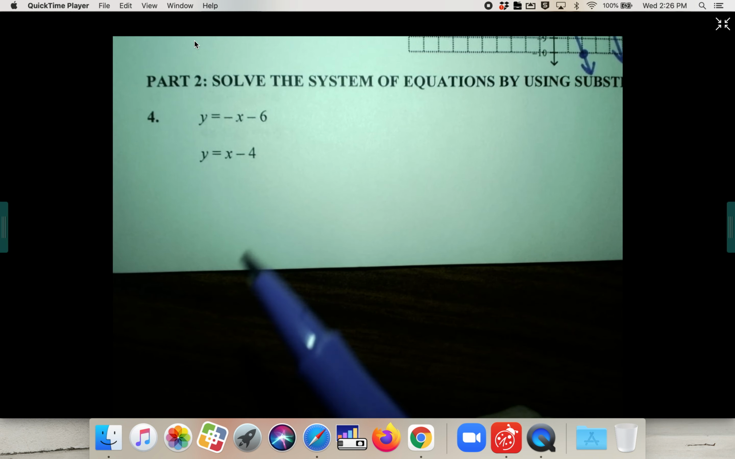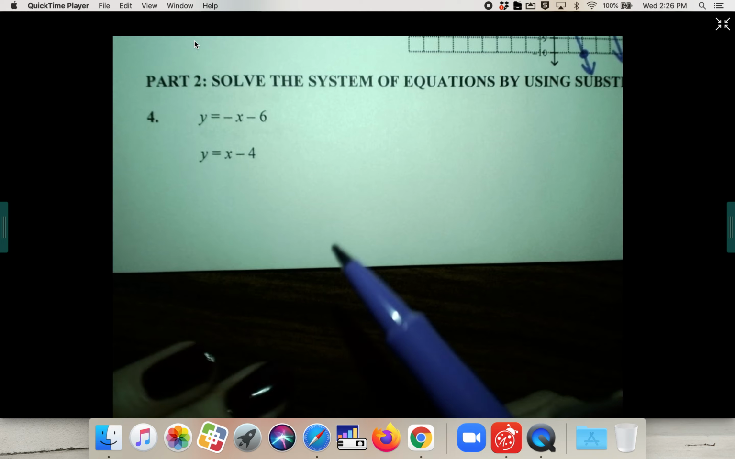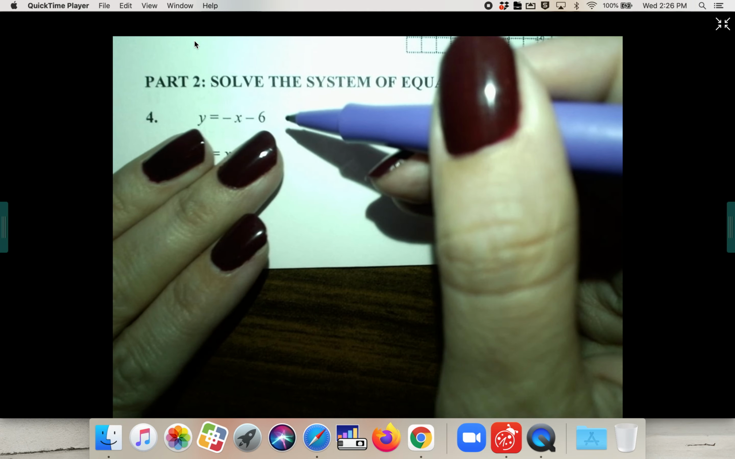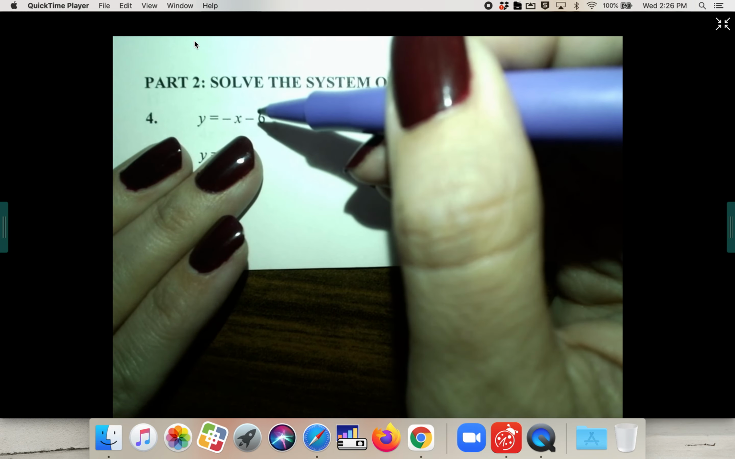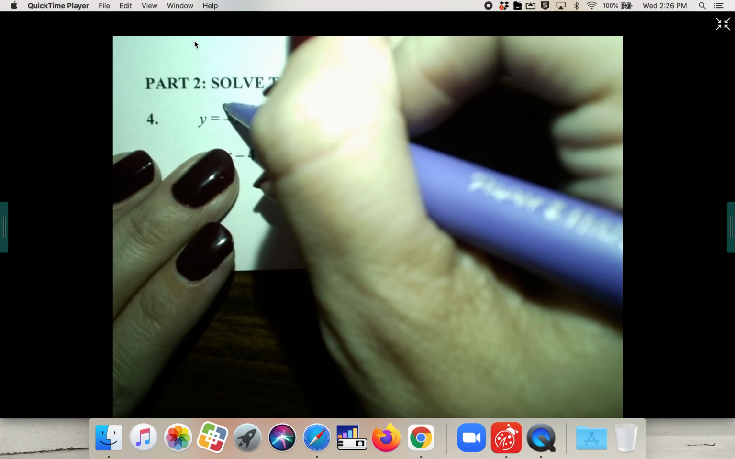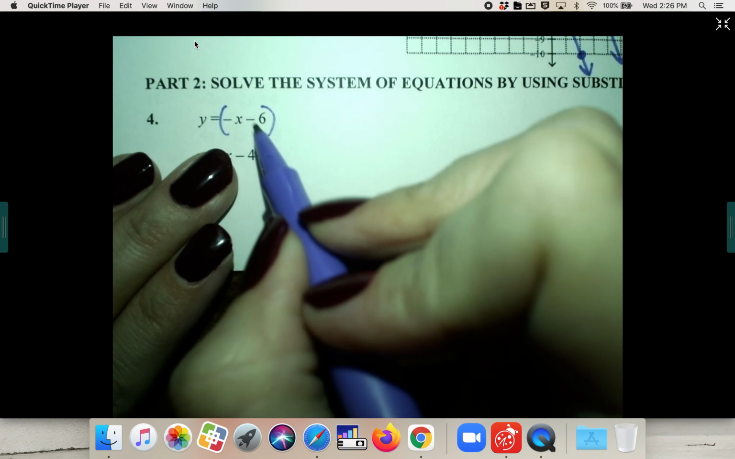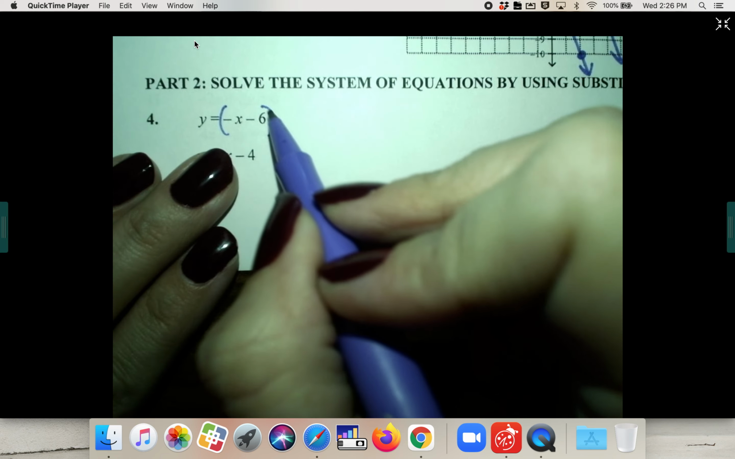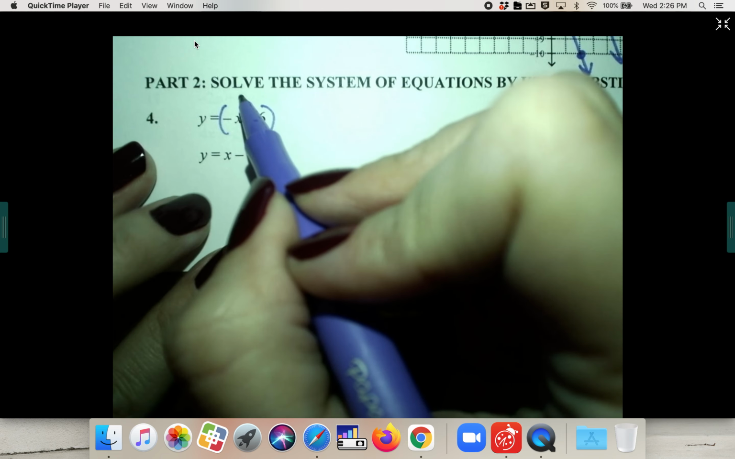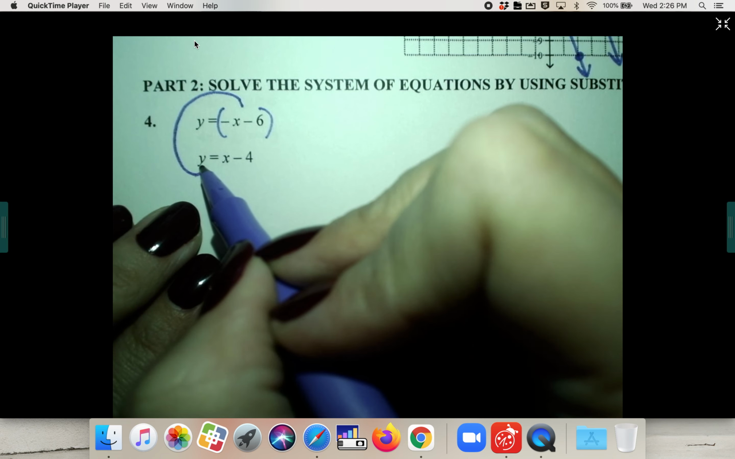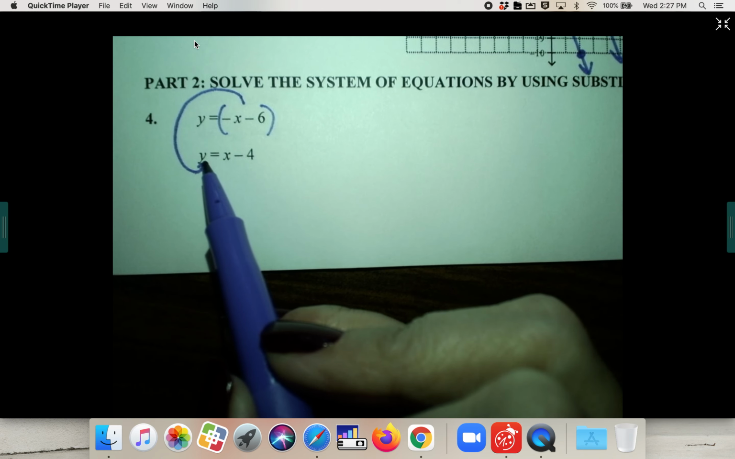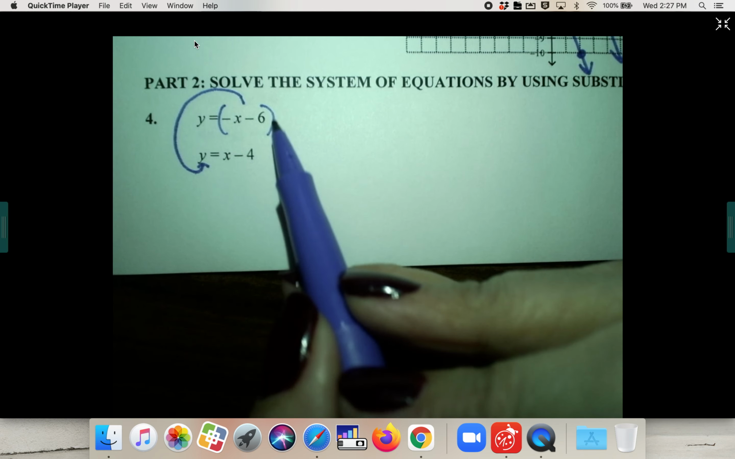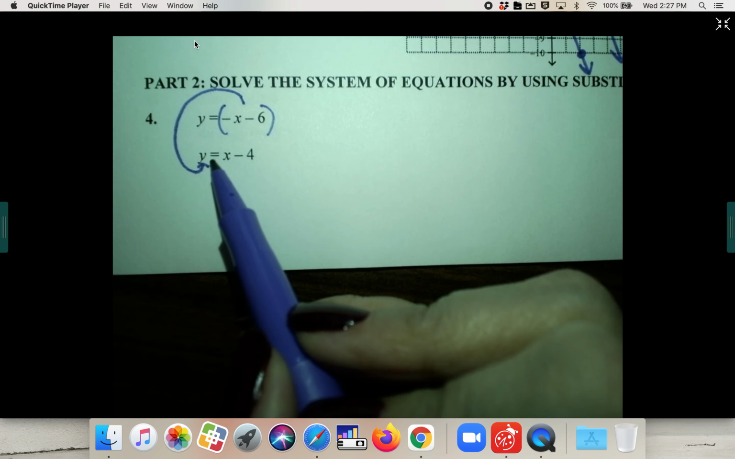And since they both already have y by themselves, I am going to look at just the top equation. Y equals this. Y equals negative x minus 6. So I'm going to take this and substitute it into my other equation for y, because it's what y equals.